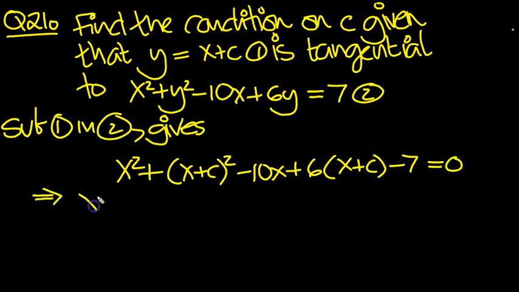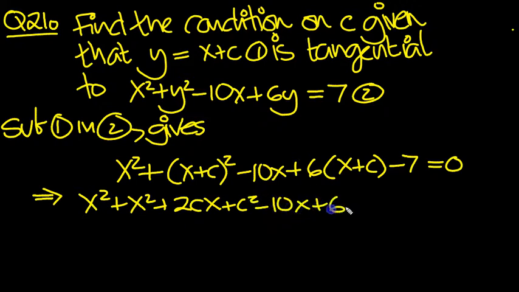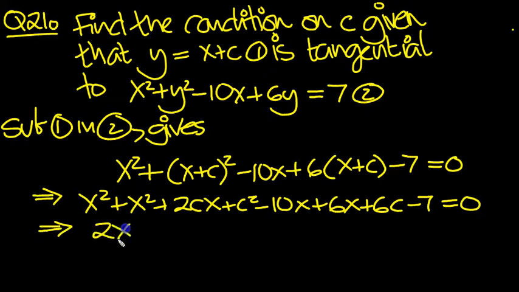So that tells us then we've got x squared plus another x squared here, plus 2cx, the middle 2 terms here, plus the c squared, minus 10x, plus 6x when you expand this bracket, plus 6c, minus 7 equals 0. So what have we got then? We've got 2x squareds, 2cx minus 10 plus 6, which is minus 4. So we get 2c minus 4 x, and then the constant term is c squared minus 7.